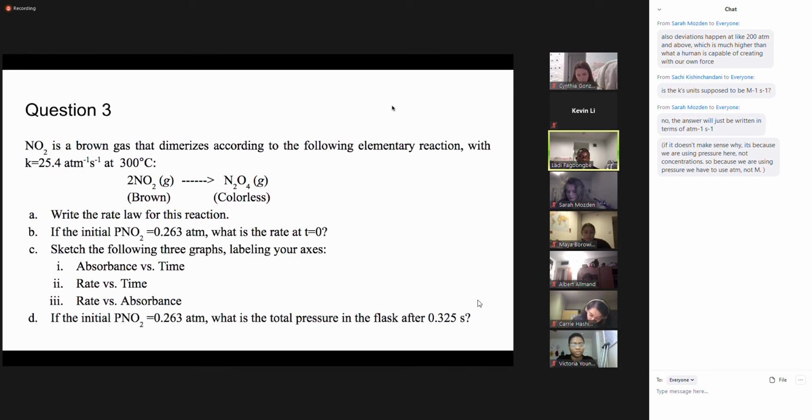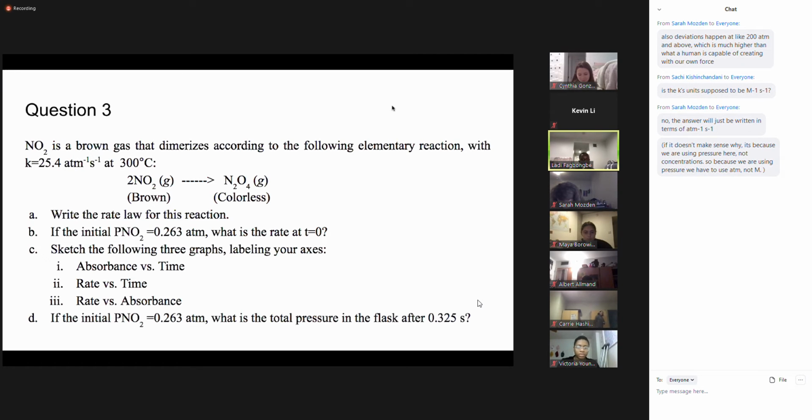Okay, so part B: if the initial pressure is 0.263 atmospheres, what's the rate at t equals 0? Someone raise their hand and tell me what they got there. Yeah, John. Could we use the integrated rate law for this one? For this one, you could. There's an easier way to do it, but you could.